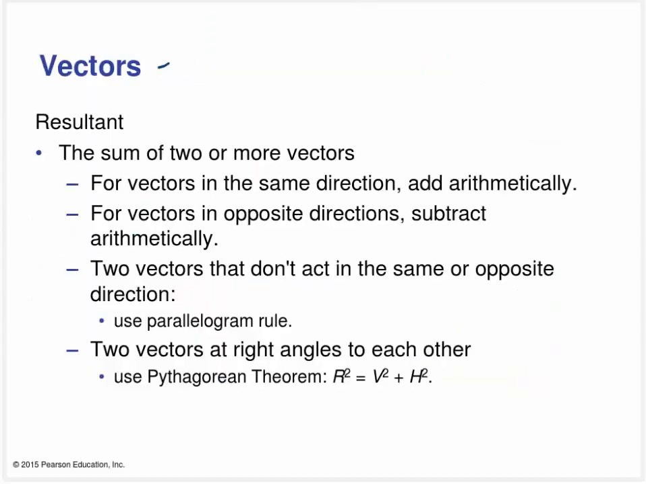So let's talk about what happens when we add two vectors together. What you're left with is what's called a resultant vector. So let's suppose we had a vector of position that's going to be 1 meter in that direction, and we wanted to add it to a vector of 1 meter in that direction.